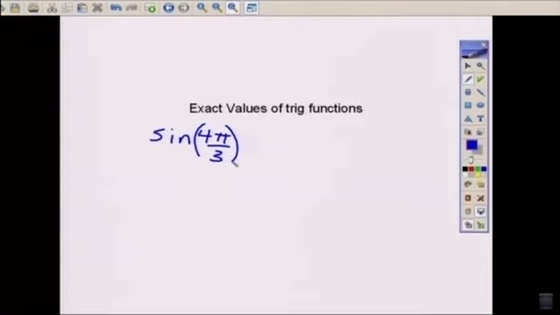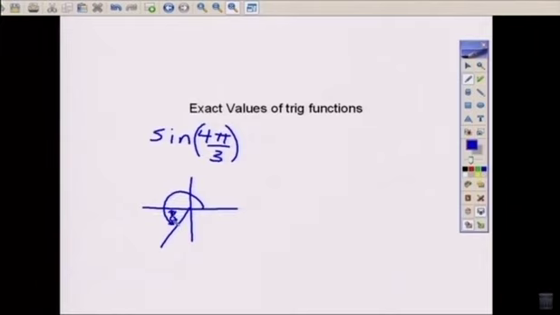So when looking for exact values, I always like to draw a picture to help me evaluate trig functions. From our earlier unit circle discussion, we know that 4 pi over 3 is going to be located down here in quadrant 3. So here is 4 pi over 3.